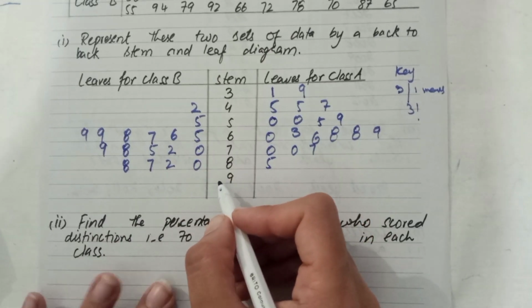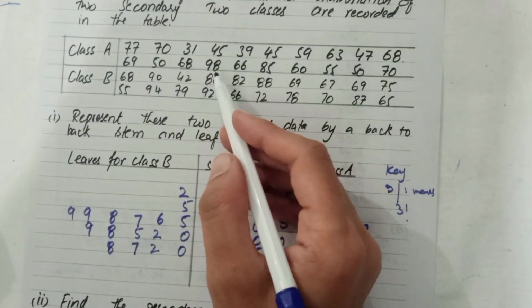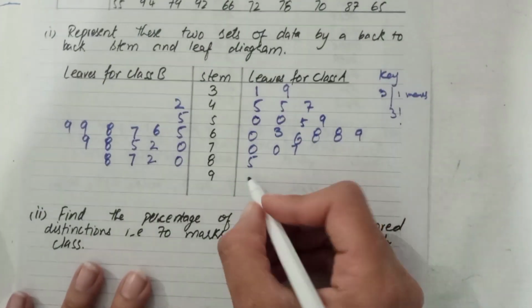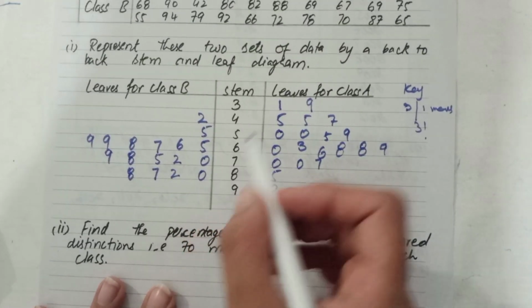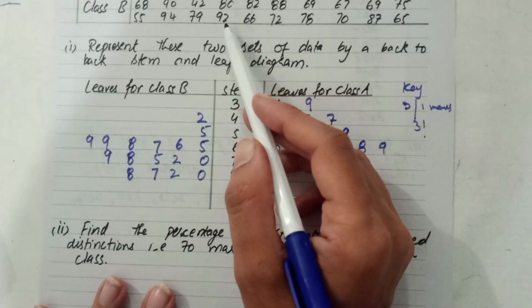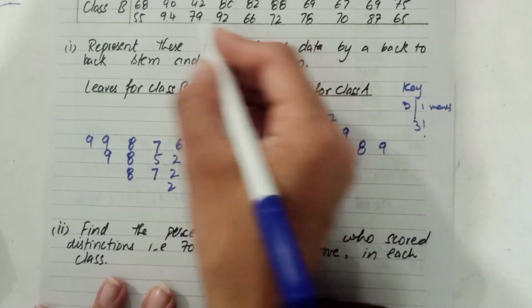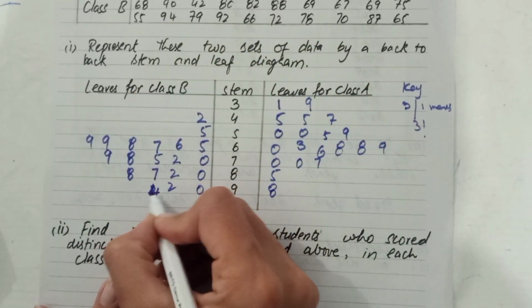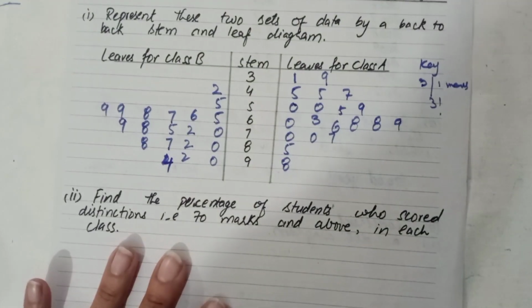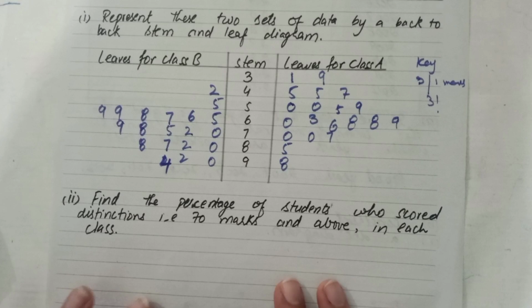And for stem 9, and now students, for stem 9, we see in class A first, that is 8. And for class B, there is 0, 2 and 4. Yes students, this is the stem and leaf diagram which we completed.